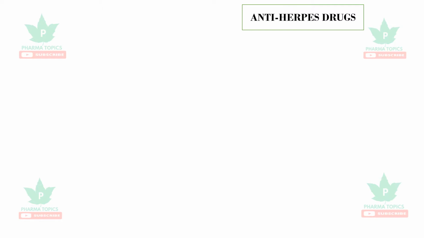Let us see about anti-herpes drugs. Herpes is basically a DNA virus. There are different types of the viruses. That is herpes simplex virus 1 and herpes simplex virus 2, varicella zoster virus, and cytomegalovirus.